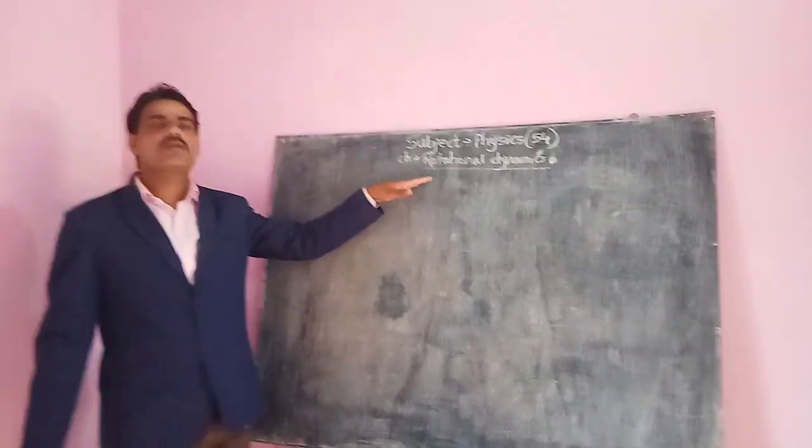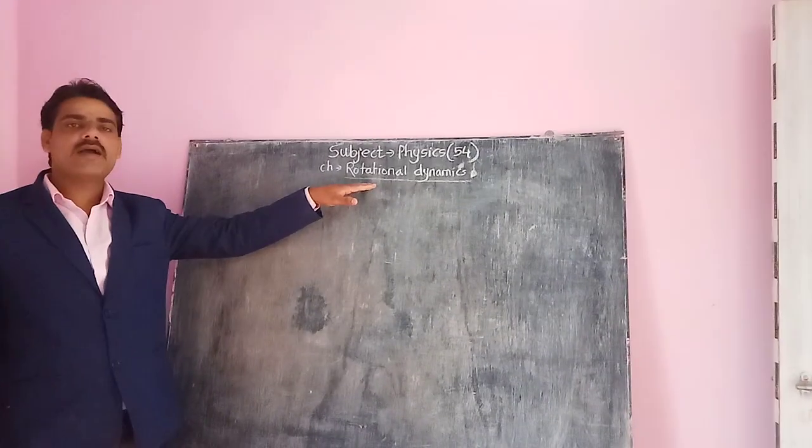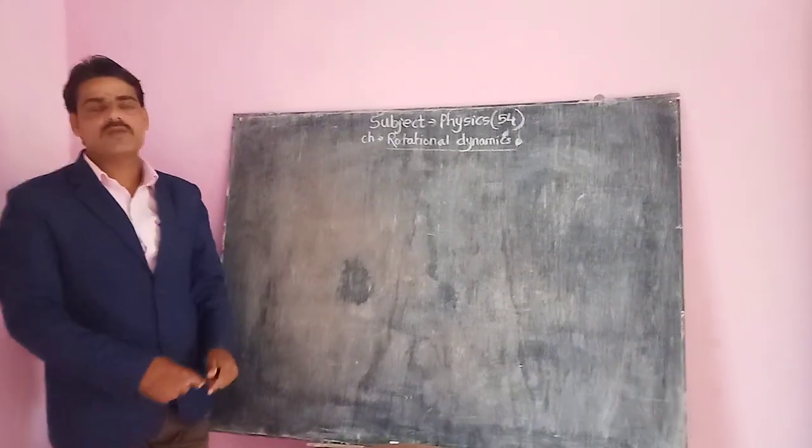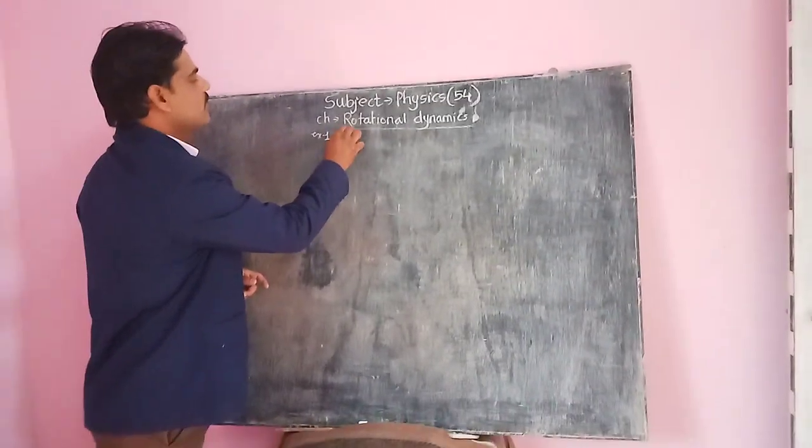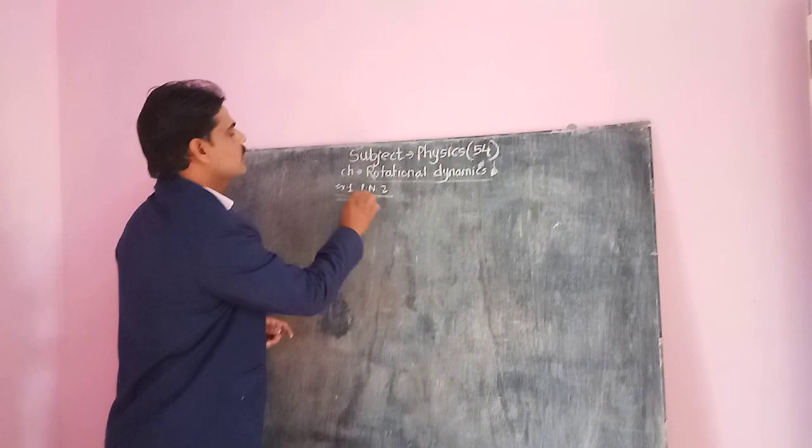Now we have to solve one example which is based on the kinematical equations of circular motion. The example number 1, which is on page number 2 of the book.